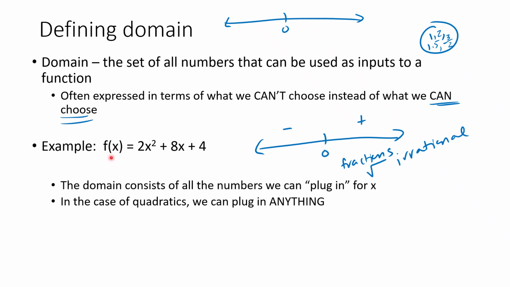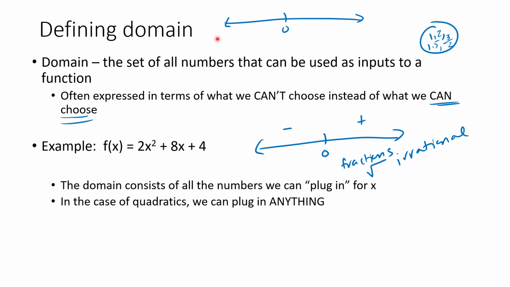Could I say f of 1 and plug in a 1? Sure. Could I say f of 0 and plug in a 0? Yep. Pick a negative number. What about f of negative 2? Yep, I can plug in a negative 2. Can I plug in a fraction? I don't want to, but I can. Can I plug in a square root? Yep. I'm not going to really want to do that either, but I could plug in a square root and I could evaluate that and get some number.